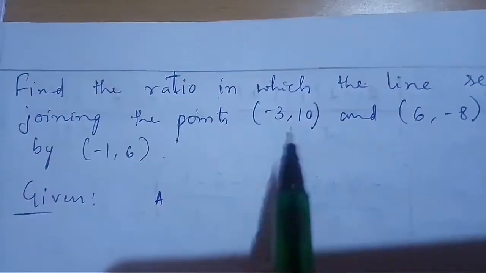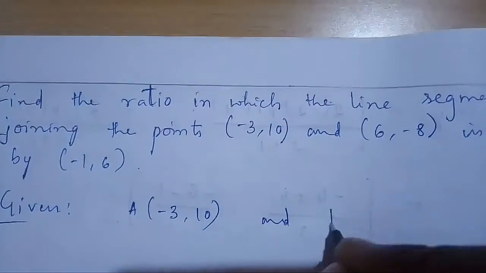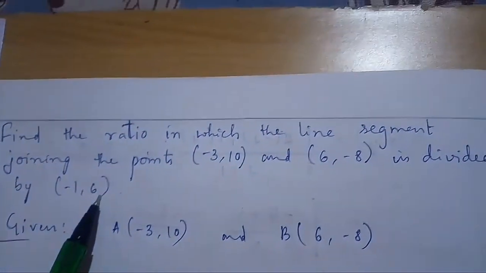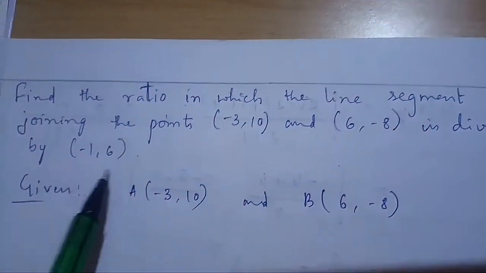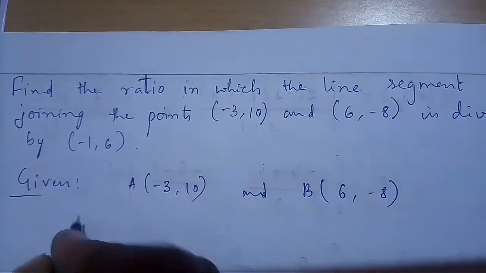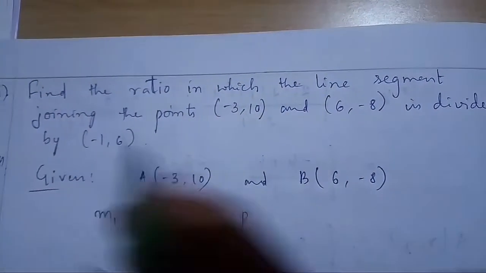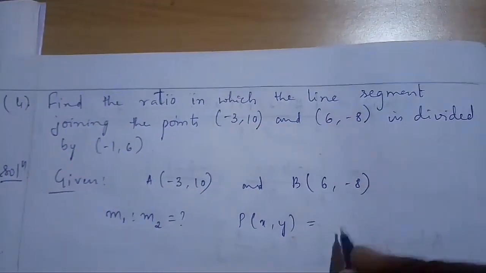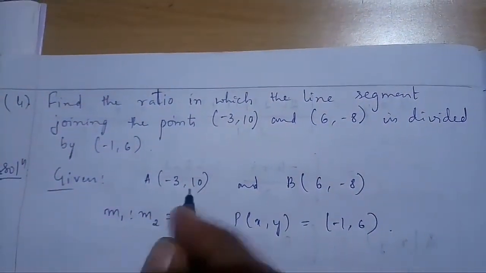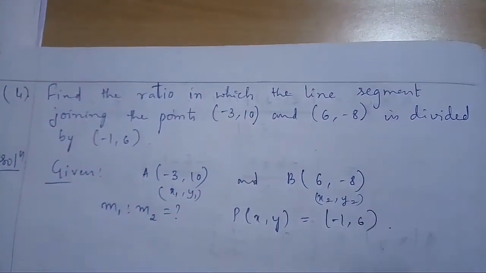points? I have taken A and B; points A and B are given, and the line segment is divided by (-1, 6). These are the given coordinate points. They didn't give the ratio. We need to find the ratio, that means m1 is to m2 we have to find out. They are given P of x, y is equal to (-1, 6). I already told you the first point is taken as x1, y1. This is taken as x2, y2.